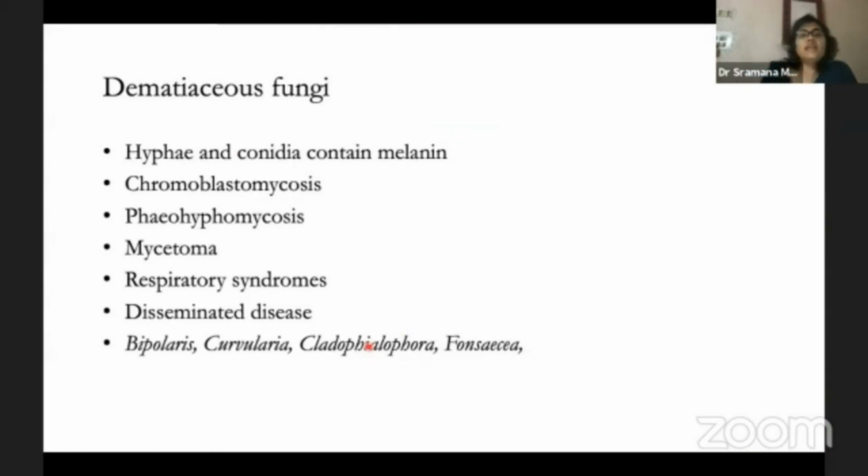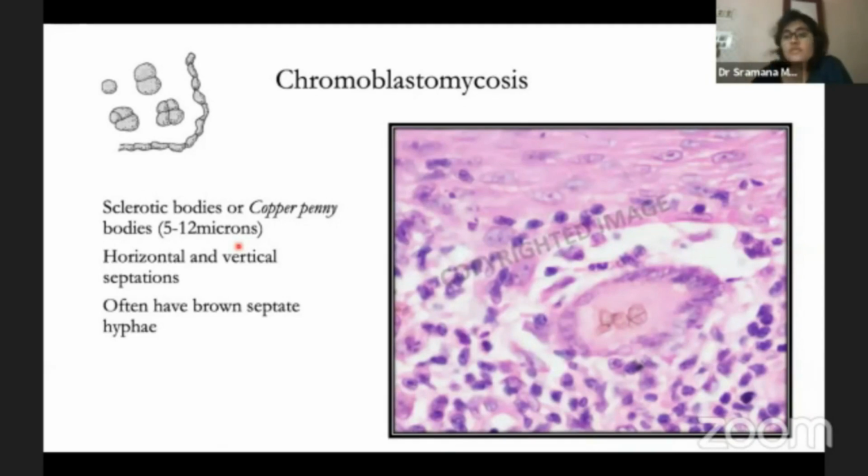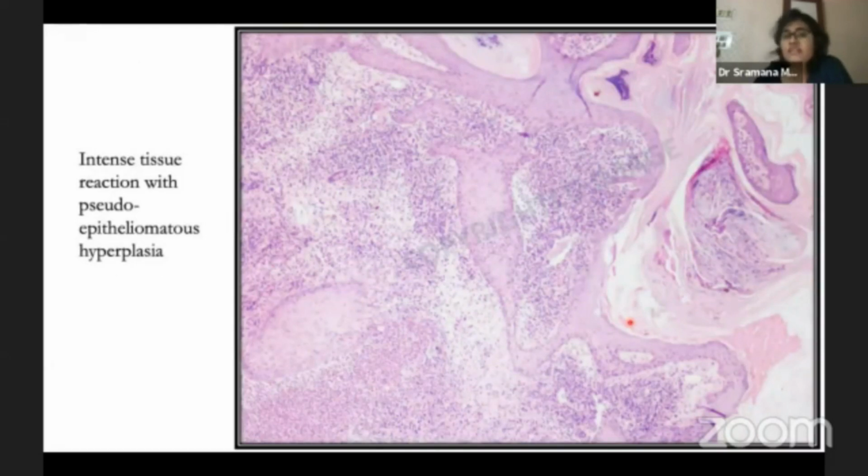Coming to dematiaceous fungi, they contain melanin, which is very typical, and we can pick that up with special stains like Masson-Fontana. The common disease entities are chromoblastomycosis, phaeohyphomycosis, mycetoma, but they can cause other diseases as well. Now, in chromoblastomycosis, you see these typical copper penny bodies or sclerotic bodies, which are brown, pigmented, and show transverse or horizontal septations. And the tissue reaction that they induce is that of pseudoepitheliomatous hyperplasia in the skin with epidermal proliferation and intense inflammatory infiltrate.